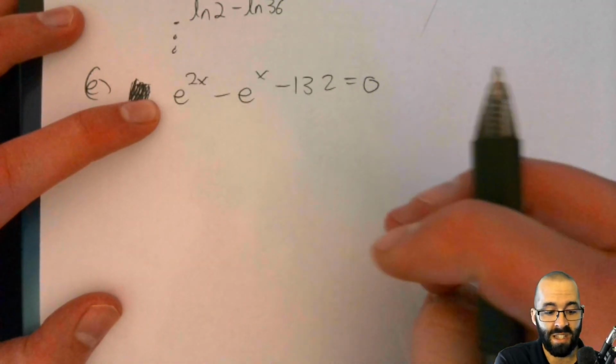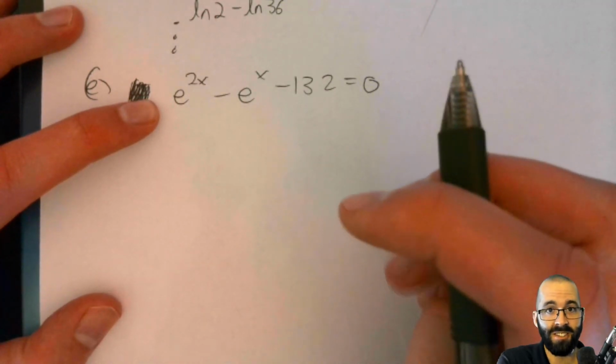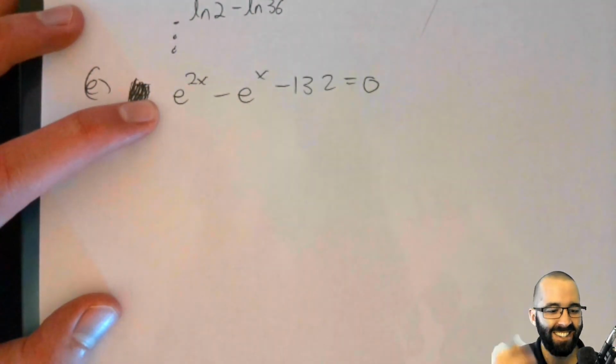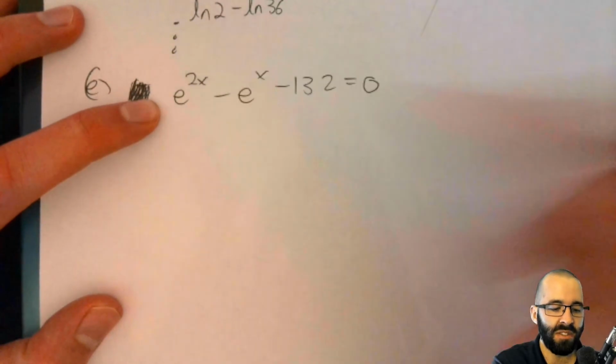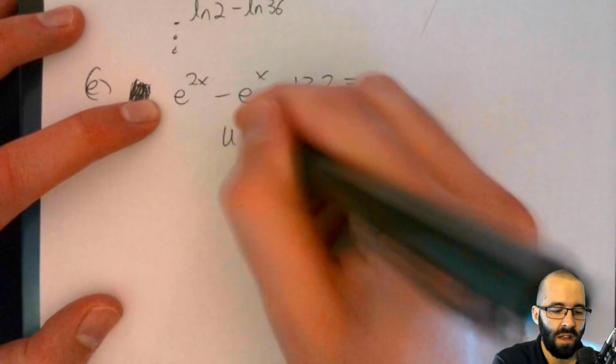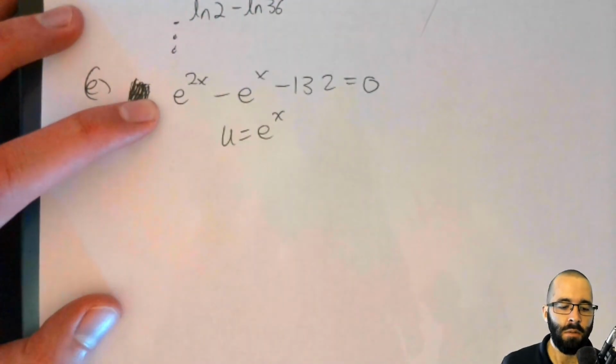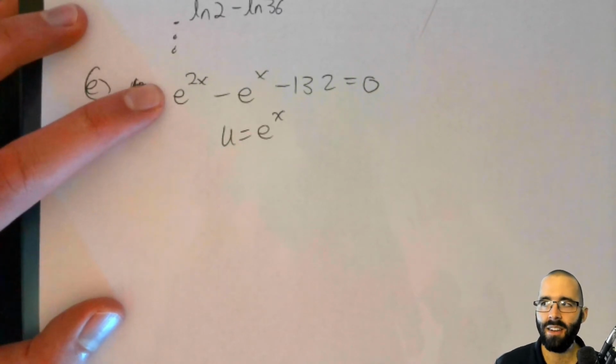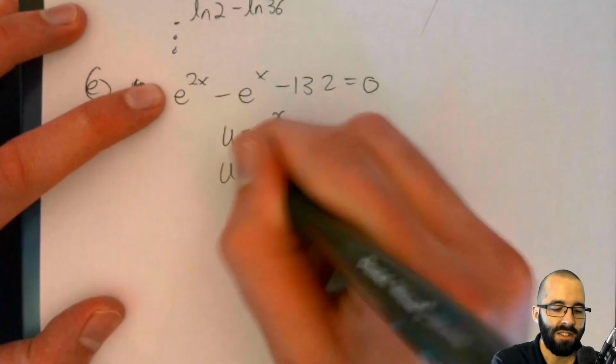And this can get really messy. So strap yourselves in because some of these look pretty funky. So the idea is we want to use a substitution. Let u be e to the x. You say, well, how is that helpful? What about e to the 2x? Well, let's use u squared.